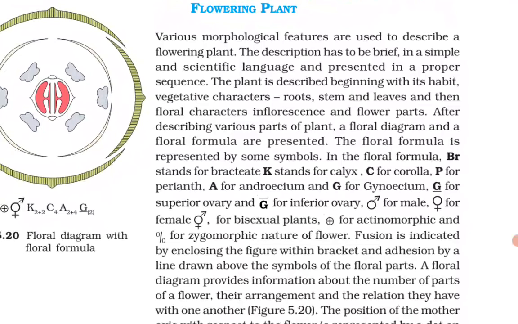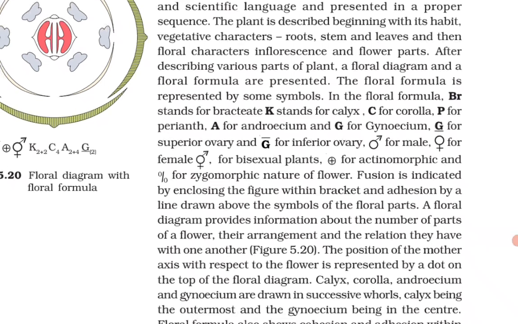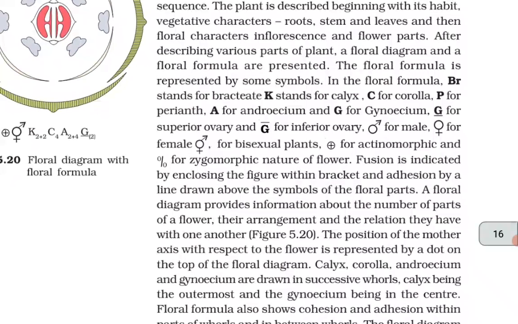The floral formula is represented by some symbols. In the floral formula, Br stands for bracteate, K stands for calyx, C for corolla, P for perianth, A for androecium and G for gynoecium. G with underline for superior ovary and G with overline for inferior ovary. This symbol for the male and this symbol for female.